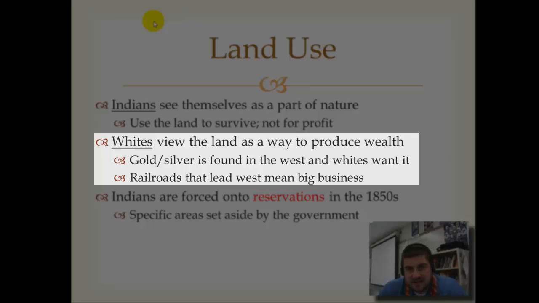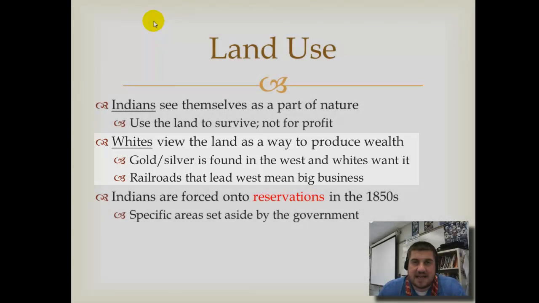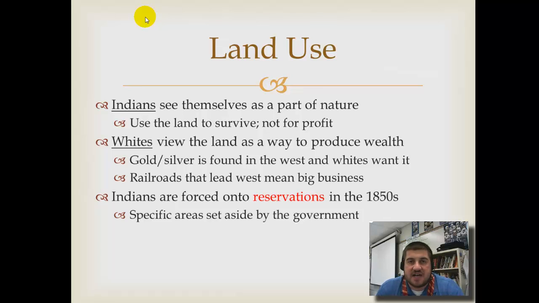Whites, on the other hand, opposite of the Indians, see land as a way to produce wealth. And when gold and silver is found in the West and the whites want it, they will do anything they can to get their hands on that land and to take it away from the Indians. Railroads also need land to be built on, and so railroads in the West mean big business for railroad companies, so they want to be able to build on the land that belongs to the Indians, and the whites are going to take it.